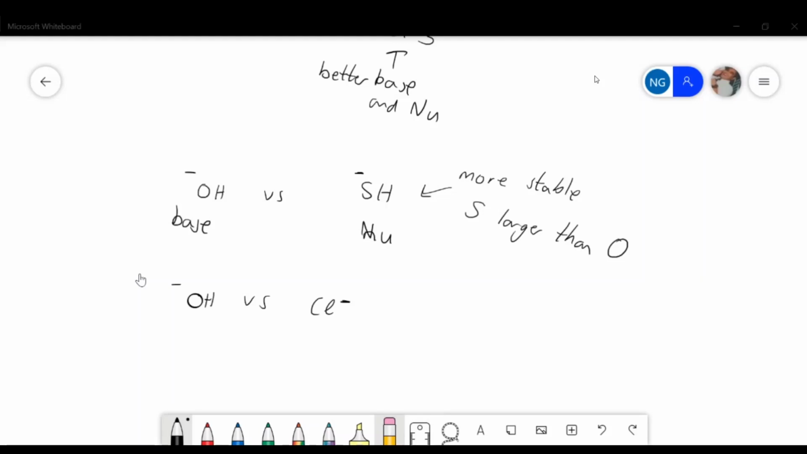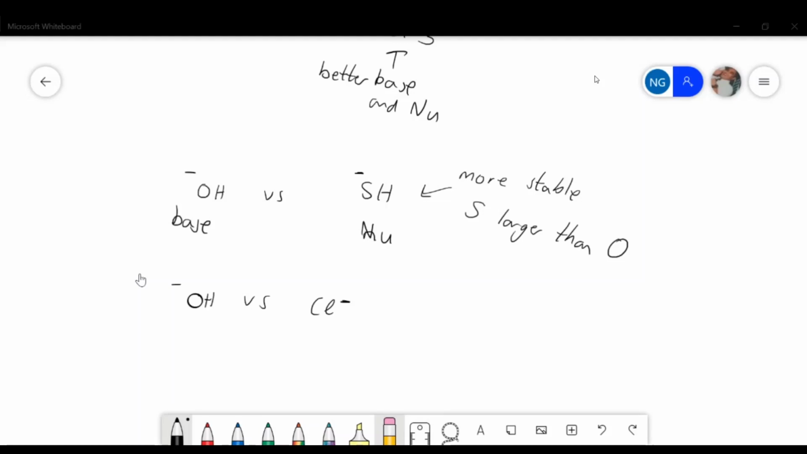SH minus is a better nucleophile than OH minus, but it's also a better leaving group than OH minus because it's less basic. That's just food for thought. Think about charge disposal again, about how it's able to better stabilize the charge.